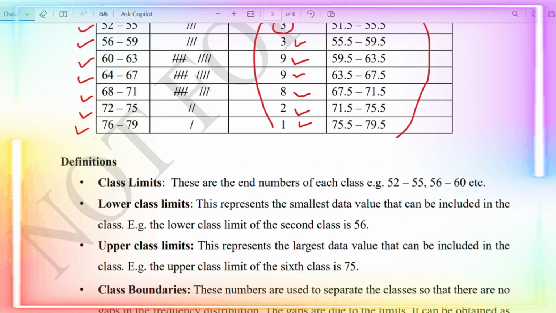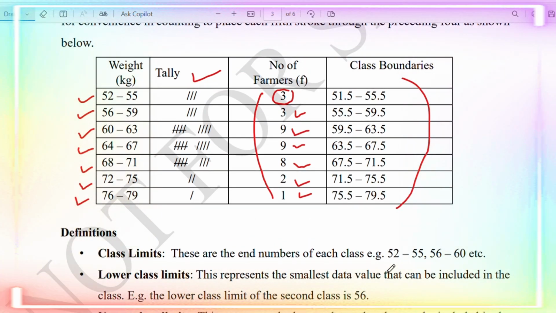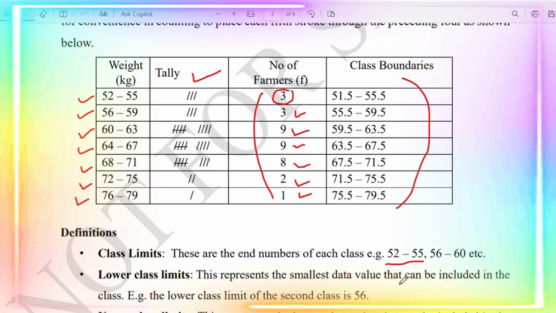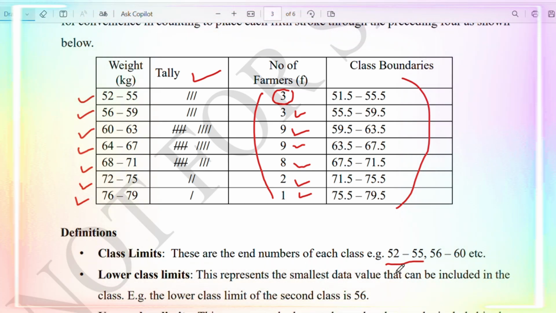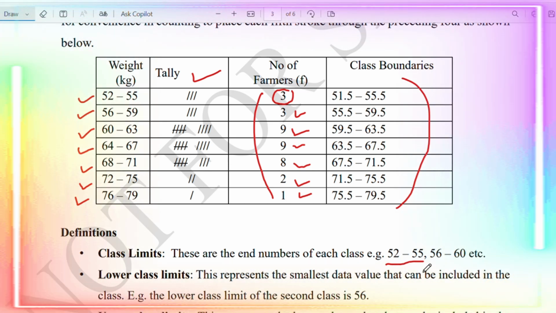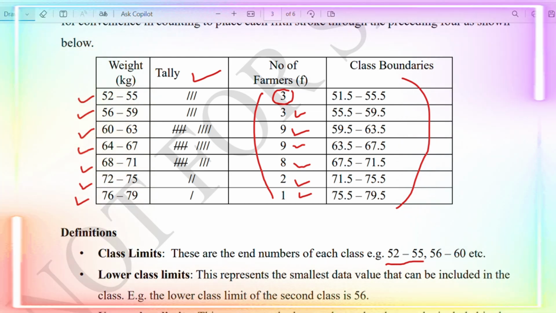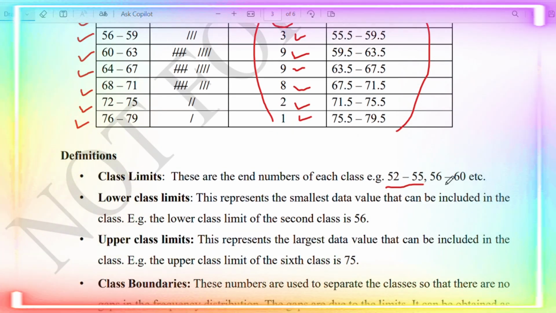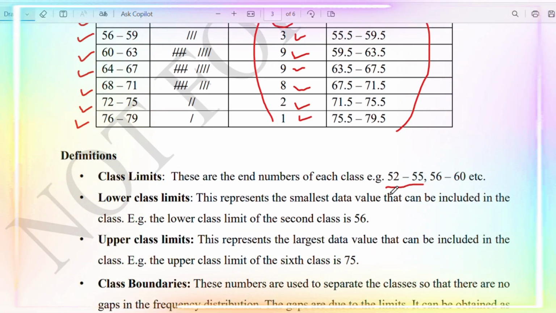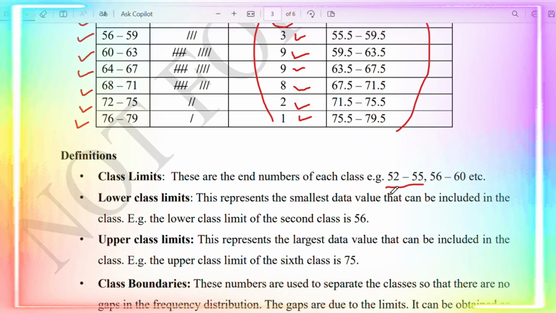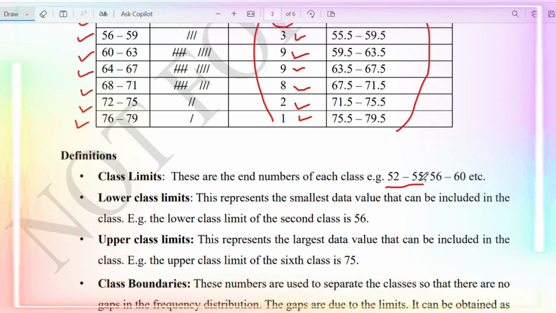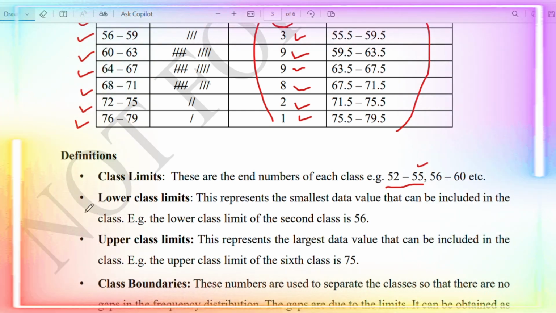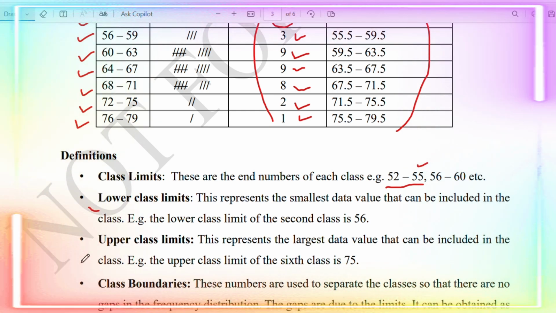These are the end numbers of each class. Take, for example, a class has 52 to 55. So the class limits here are 52 and 55. Those are the numbers that begin and end that class. So the number that begins the class, which is 52, is referred to as the lower class limit, and the one that ends, which is 55, is referred to as the upper class limit. So that takes care of the upper and lower class limit explanation.